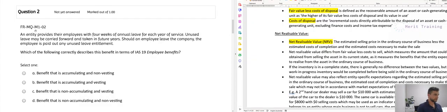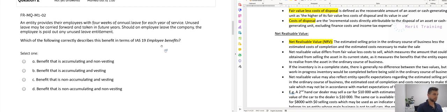Okay, so question 2 says, an entity provides their employees with 4 weeks of annual leave for each year of service. Unused leave may be carried forward and taken in future years. Should an employee leave the company, the employee is paid out any unused leave entitlement. Which of the following correctly describes this benefit in terms of IAS 19 employee benefits? Right, so the combination that we could do a Punnett square here is it's either going to be accumulating or non-accumulating, or it's going to be vesting or non-vesting.